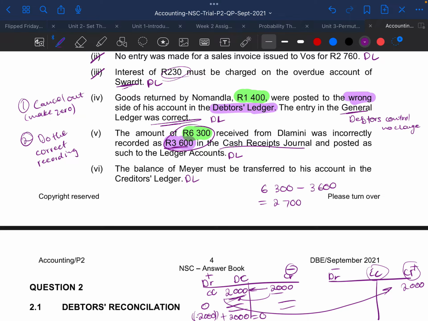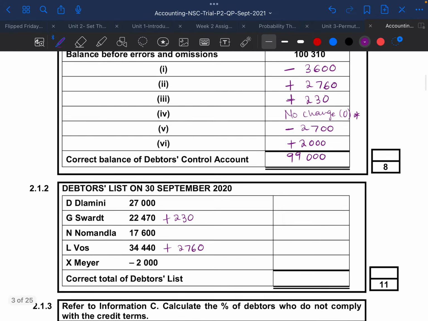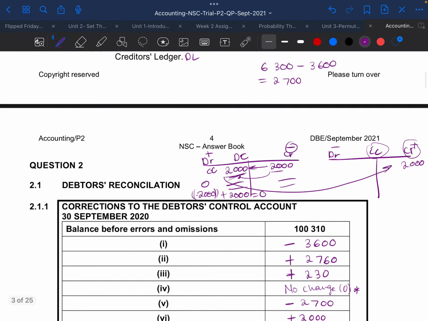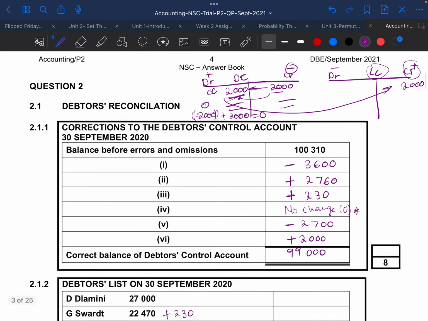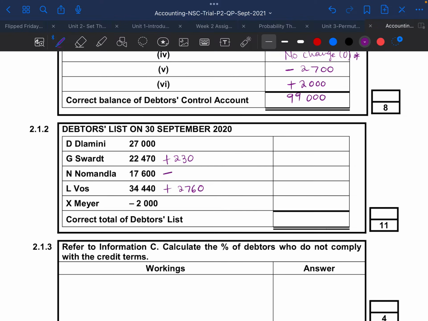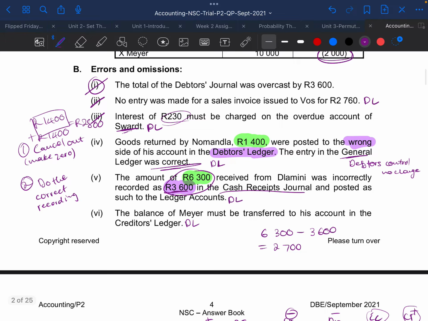So by cancelling out, that means we are recording 1,400 on the correct side. Now we're going to record 1,400 on the fine side, and then the second entry, now we are recording the actual transaction on the right side. So we're going to record 1,400 once again. So it's going to be a total of 2,800. Who's this data? It is Nomandla. So they returned goods. Now they owe us 2,800 less. Okay, I hope that is clear.